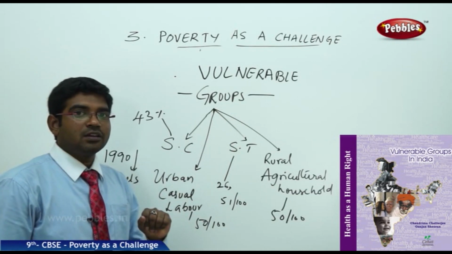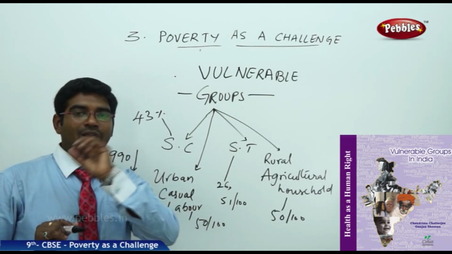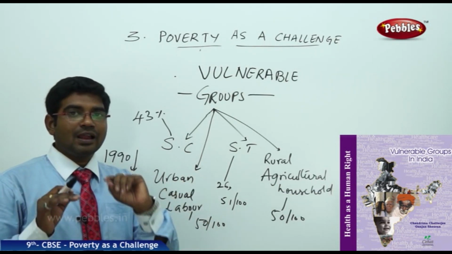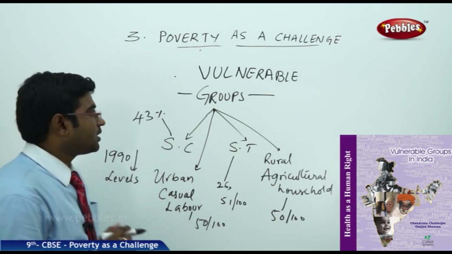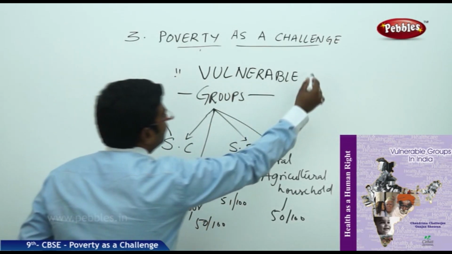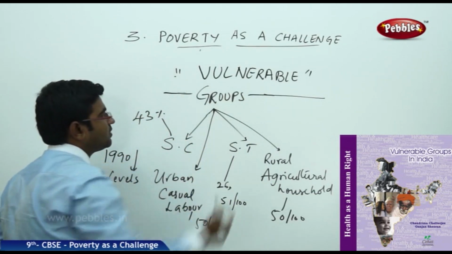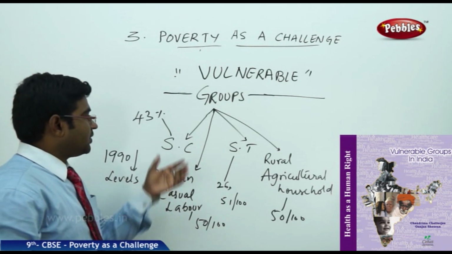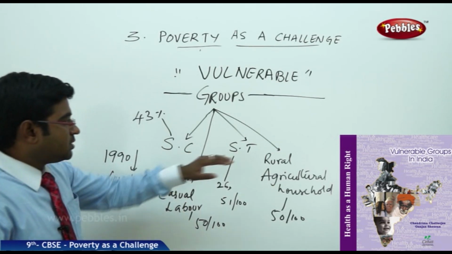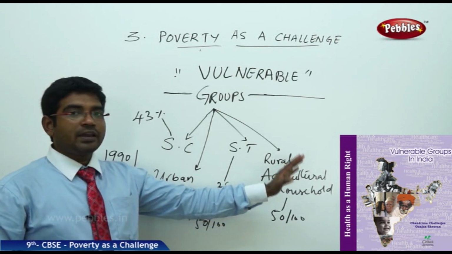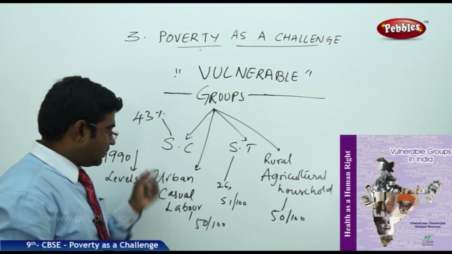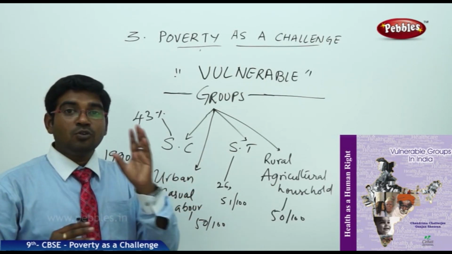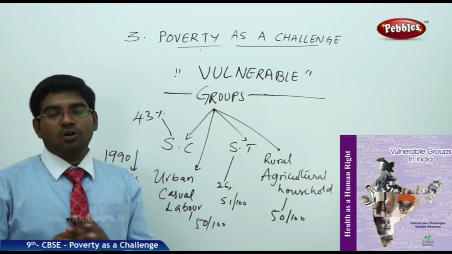Now moving on to understand what are the most vulnerable groups which are prone to get affected or fall very easily under the category of poverty lines. Let us see the important vulnerable groups as per the statistics given by the National Sample Survey Organization, that is the scheduled castes, scheduled tribes, the rural agricultural household workers, and the urban casual labor. These are the four major categories which are mostly influenced by poverty.